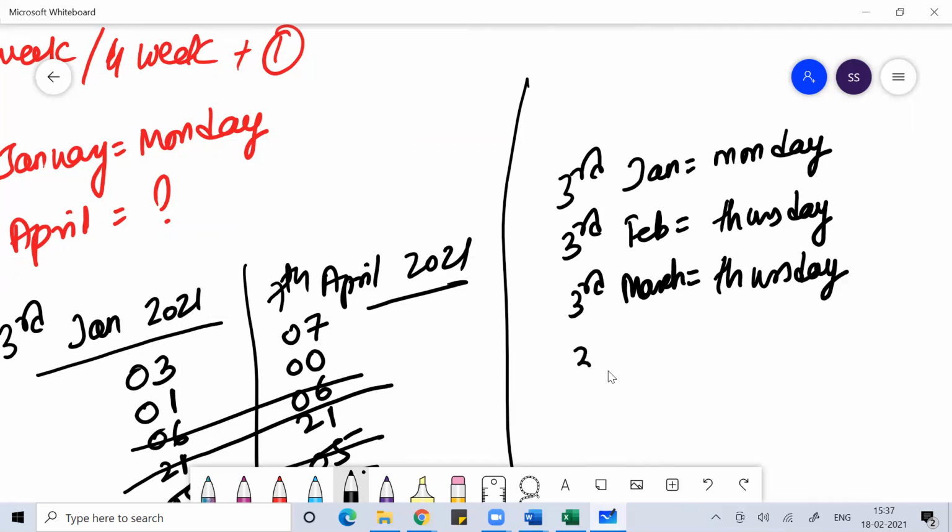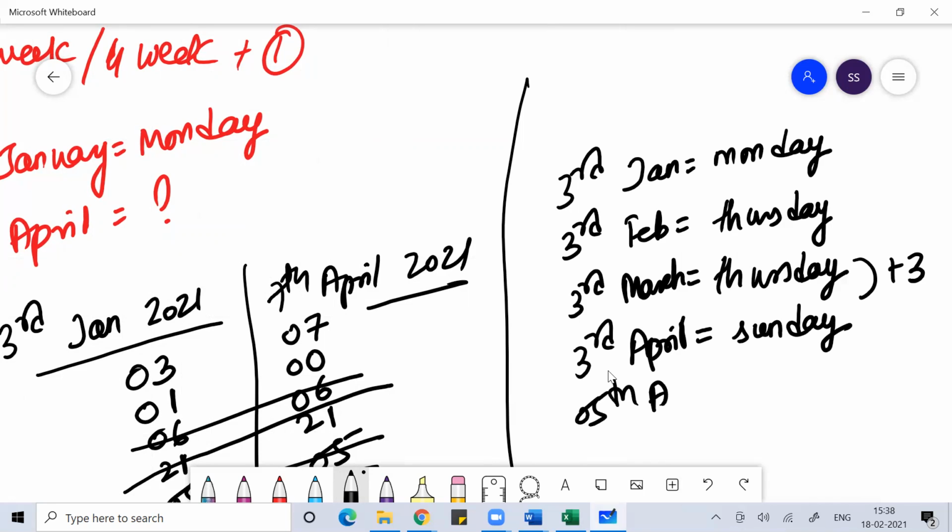Now if I say 3rd April, between March and April, how many days came? 3 days, because March has 31 days. So 3 days means Thursday, then Friday, Saturday, Sunday. Then your 3rd April would be Sunday. So 5th April will be Tuesday. And if I ask you 7th April, 7th April will be Thursday.